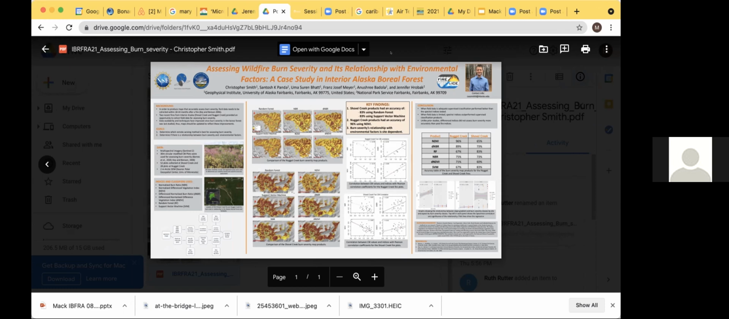Thank you. Yep. Emily, question. Yeah, I like your poster. I was just curious about why you chose to use NDVI as your vegetation index.